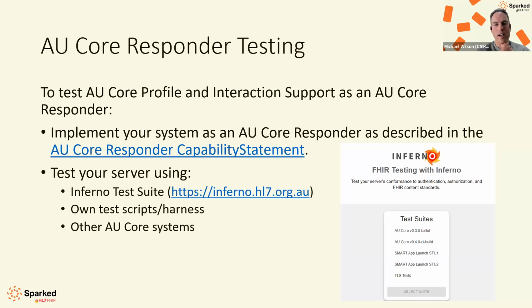And like I said before, we have an Australian implementation of Inferno, which will enable you to test your server using AU Core test suites. Those test suites will run through the responses from your server and validate them against the specification. You can also generate your own test scripts and test harnesses. You don't have to use Inferno, it's just the tool that we've got there, but you can use other testing tools that you might have. And you can also test against other AU Core systems.